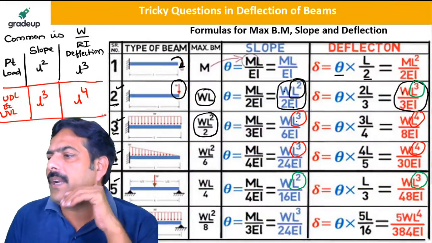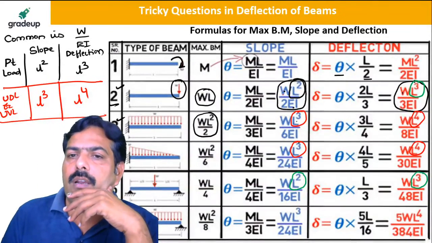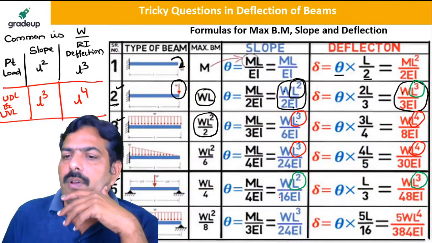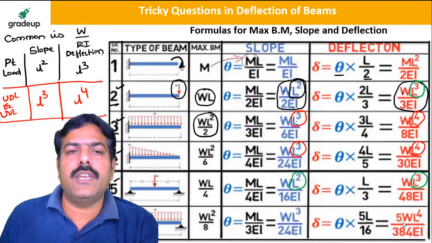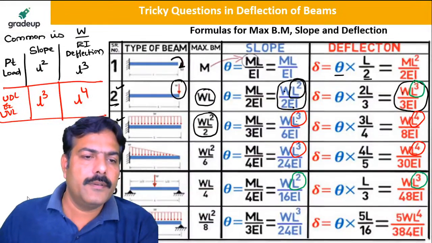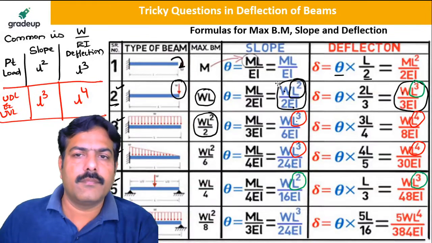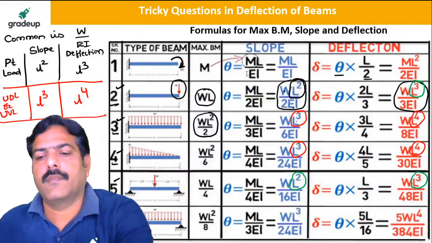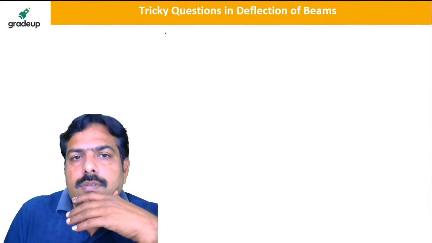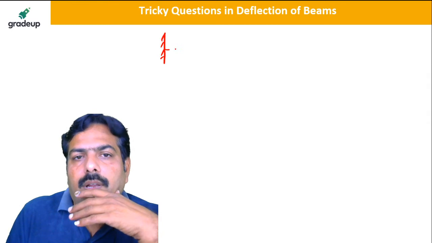Now what is left over, my dear friends? Only numbers are left over. So it is 1 by 2, 1 by 3, 1 by 6, 1 by 8, 1 by 24, 1 by 30, 1 by 16, 1 by 48, 1 by 24 and 5 by 384. This is what we need to remember. So my dear friends, I will just tell you how to remember.